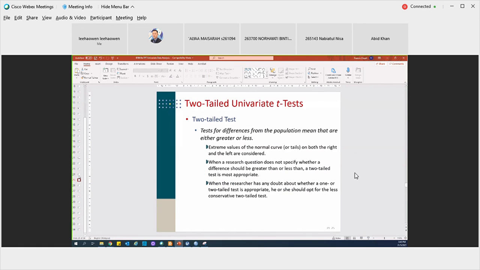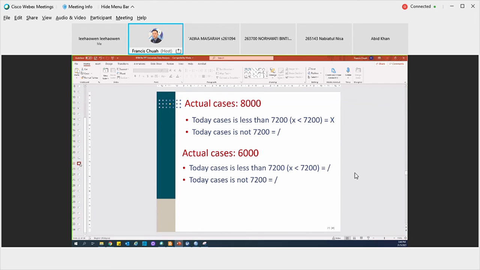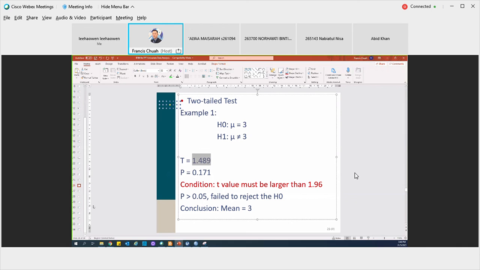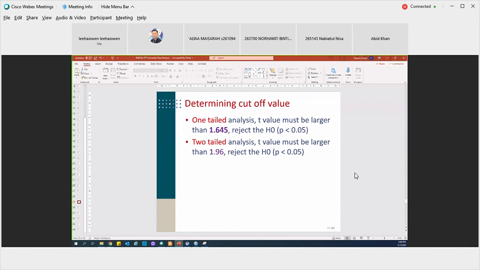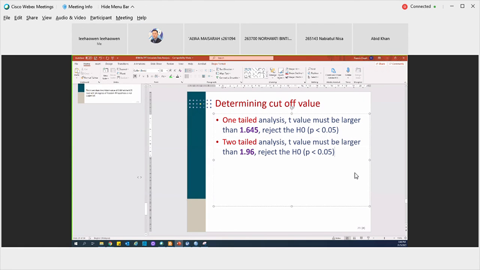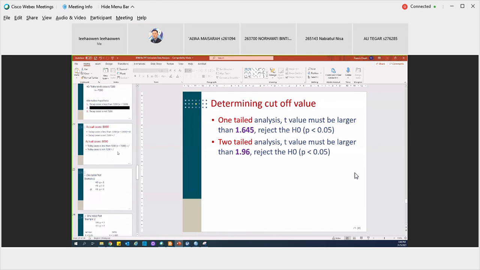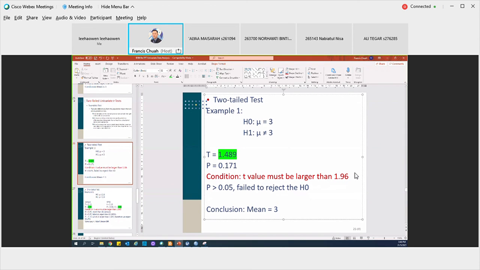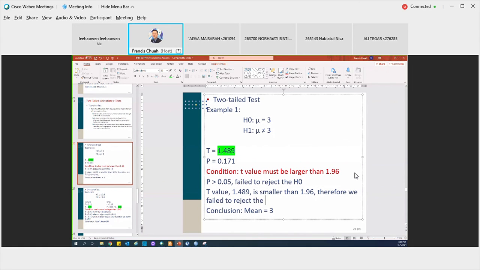How about the two-tail test? This one was for one tail. Two-tail test, the t value for a two-tailed test must be larger than 1.96. So in the case that we looked at just now, the two-tailed test t value is 1.85, which is smaller than 1.96. Therefore, we fail to reject the H0.